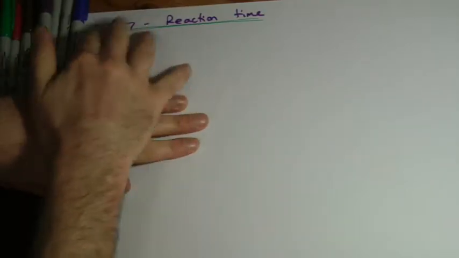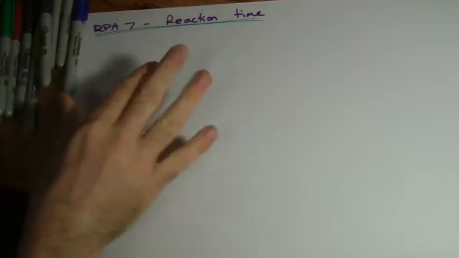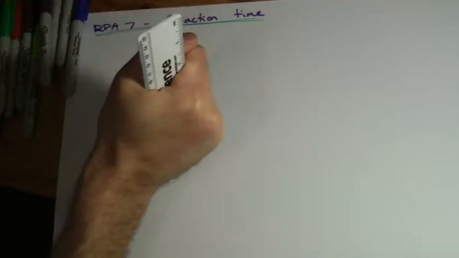This is RPA 7, which is about reaction time. It's not a very complicated one at all. It's pretty short, really, but we'll go through some of the bits. So this is the one where you would be dropping a ruler and catching it and using that to measure reaction time, usually with a bit of a formula that you put in there.